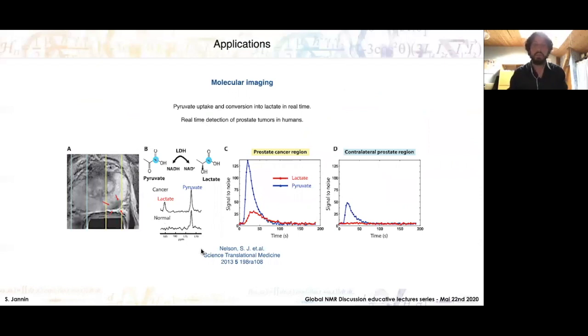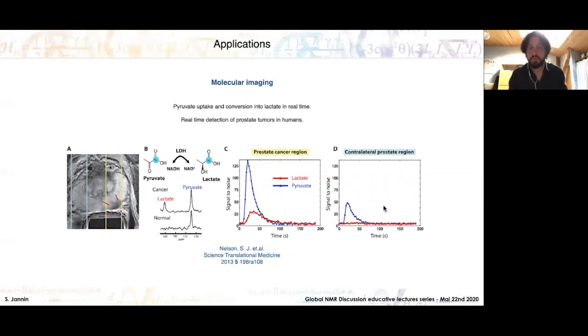So this is the application that most of us know very well because it's really a driving force in the field. It's molecular imaging. So here, people hyperpolarize a small metabolite such as pyruvate, and then the pyruvate is injected, in this case in humans, and then by localized spectroscopy, you can see how with time the pyruvate gets into a certain voxel and how it is transformed into other metabolites. And here it's transformed into lactate in the tumor region.